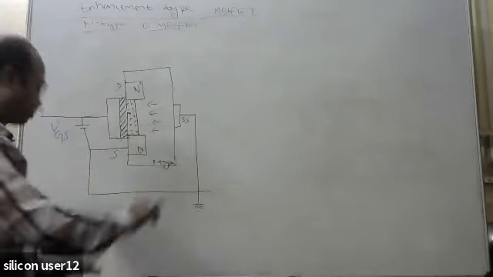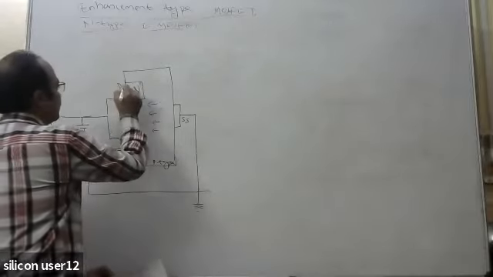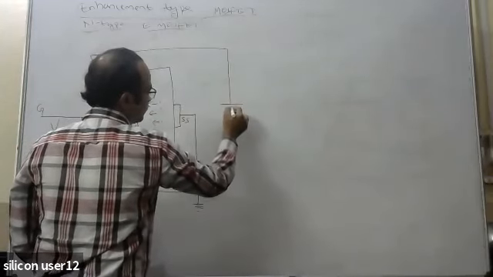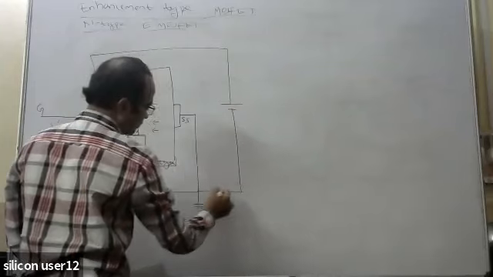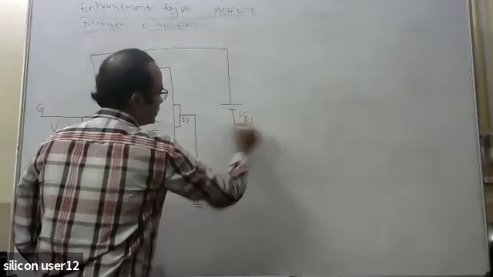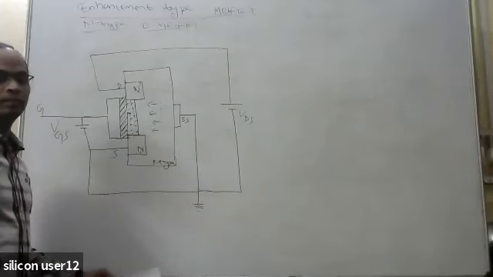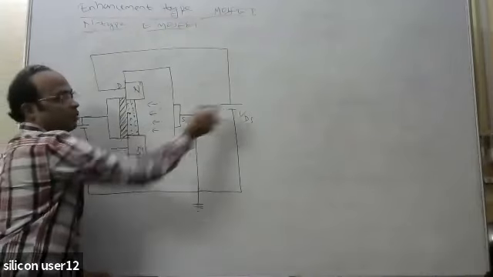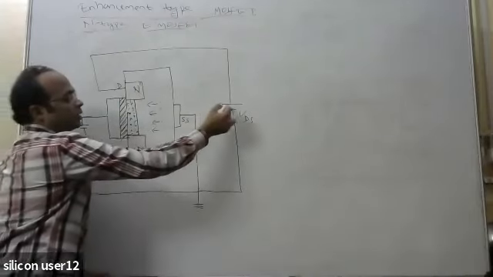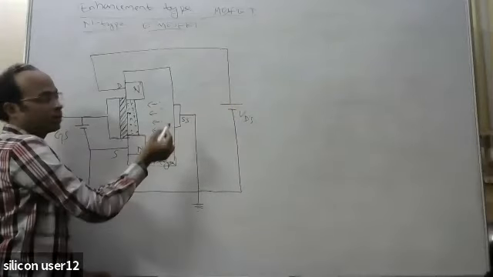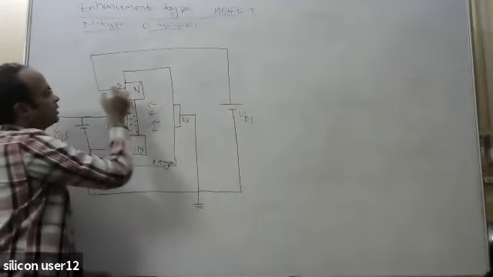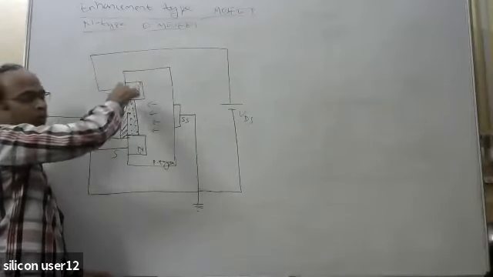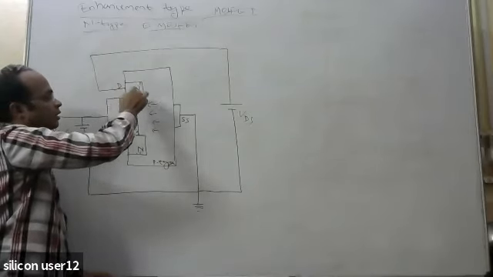Now let us apply a positive voltage to the drain. Let us say this is VDS. Since this channel is already created, now you apply a particular drain voltage. What will happen? This is positive, so it will try to pull electrons. Since this is a positive voltage, this terminal is also at positive potential, so this drain is trying to pull electrons. These electrons are getting shifted here.